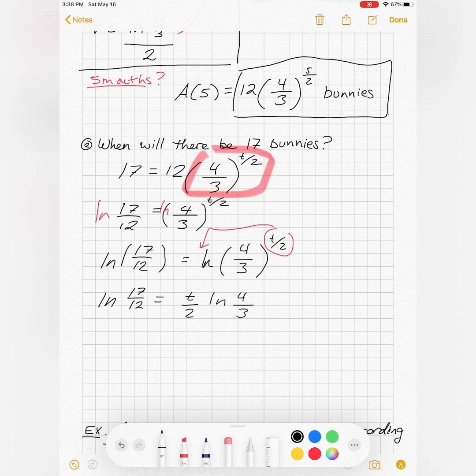Okay. Then to solve for t, let's see, I guess I need to multiply up the 2. Okay, and then divide by ln 4/3. And then my time units were months.